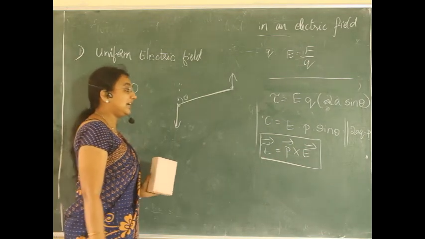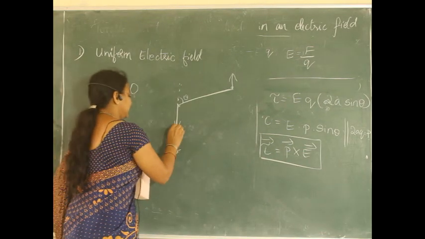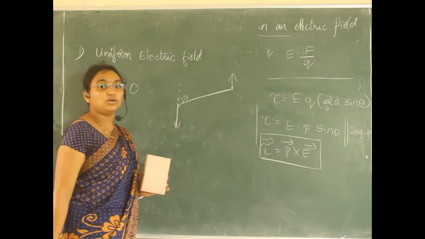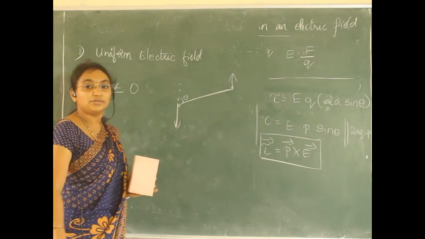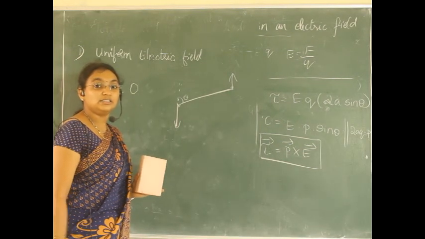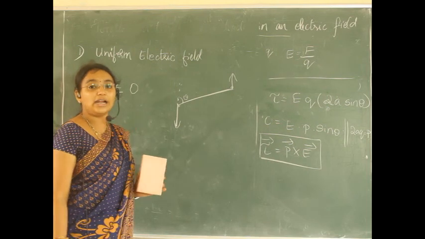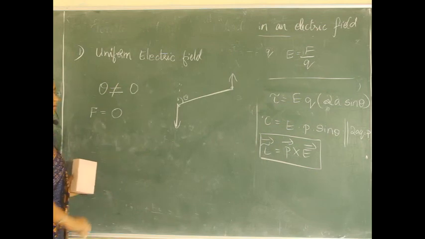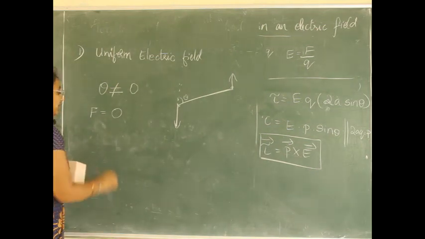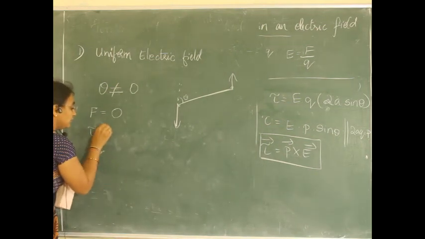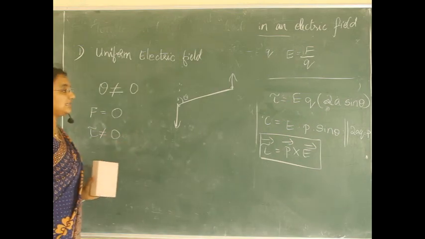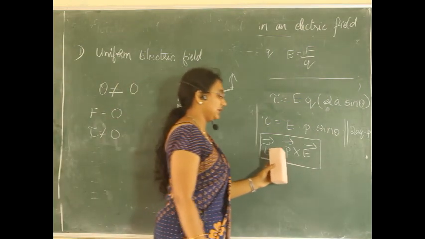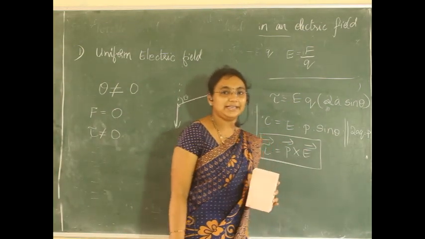Total force, net force acting because of the plus q and minus q. Total force is 0. If you add the force, it is 0 because it is equal and opposite in direction. Therefore, I can say force acting on the body is 0, but torque is not equal to 0. There is a torque acting on the body, that is P cross E.